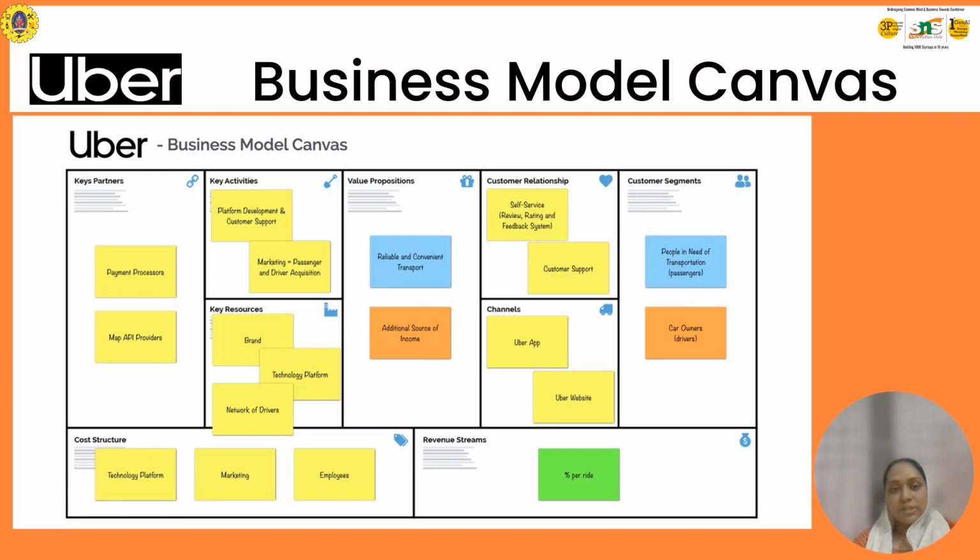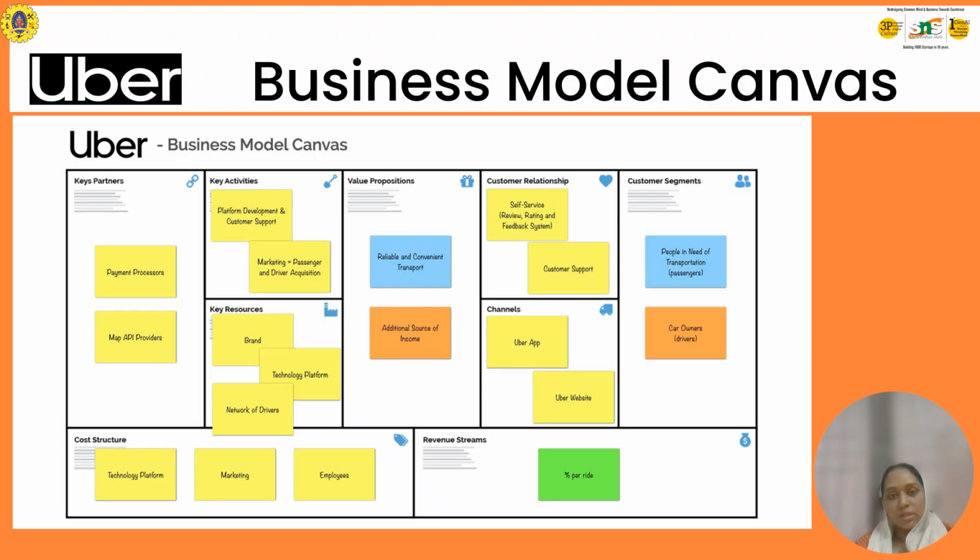Next is the customer segment. The first group is people who need transportation as passengers. This includes commuters, tourists, business travelers, and anyone who wants convenient travel. The second group is car owners who become drivers. These individuals use the Uber platform to generate income.